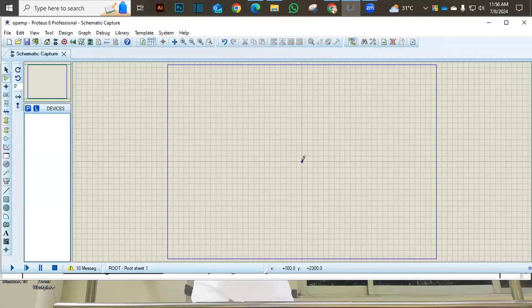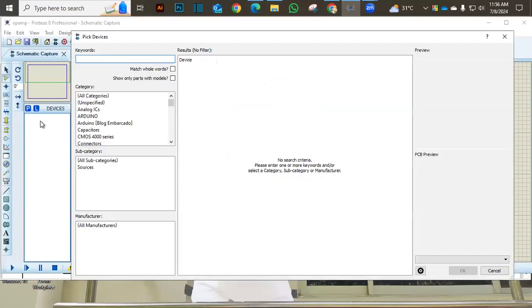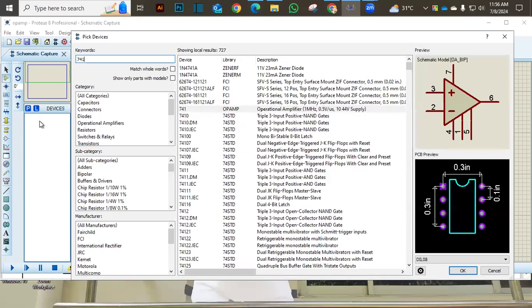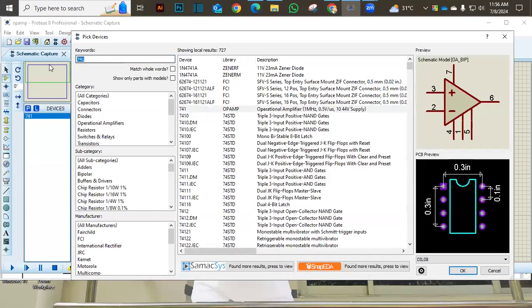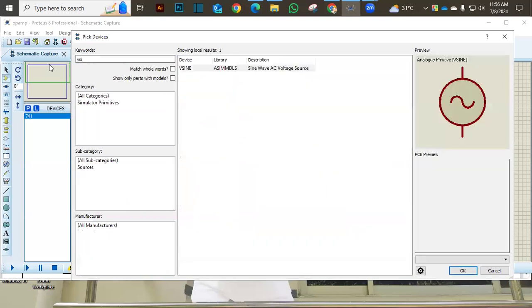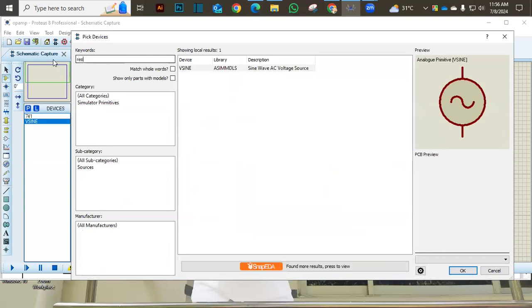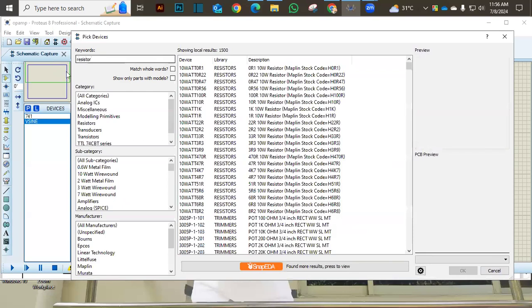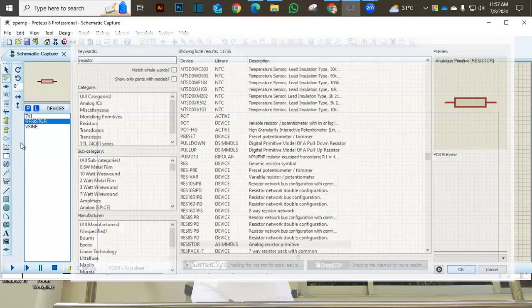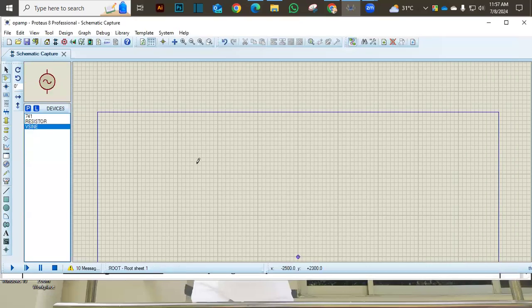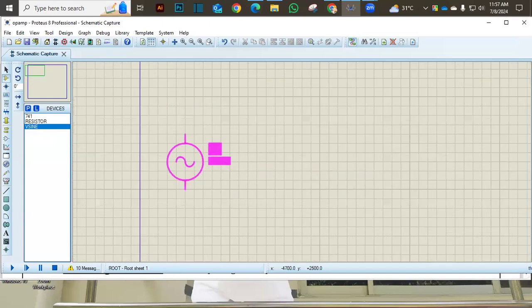So this is our Proteus board, and we are selecting some components. The IC number of the operational amplifier is 741, which we use to develop it. We also need a sine voltage source, V sine. Also, we need a resistor. Okay, that's the three components we need here to develop this experiment.